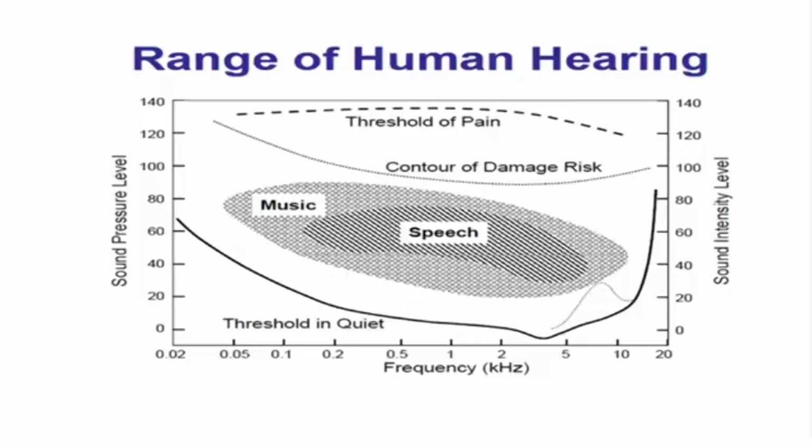Okay. So, there are the threshold of hearing and the threshold of pain, all are there. If you see this curve of sound intensity level, this black line is the threshold of hearing, this is the music region and this is the speech region, the loudness of the speech region. Okay. The contour of damage risk and the threshold of pain is here.